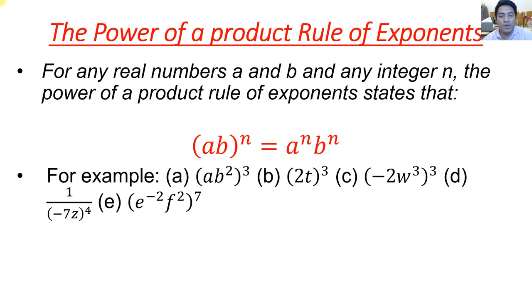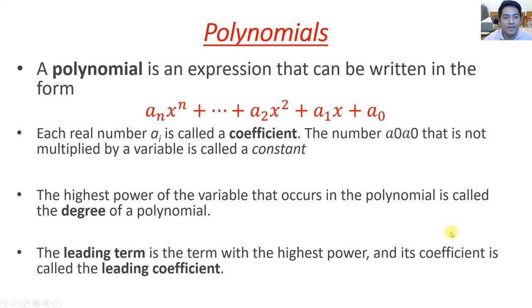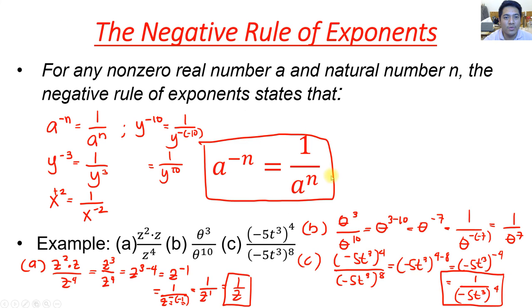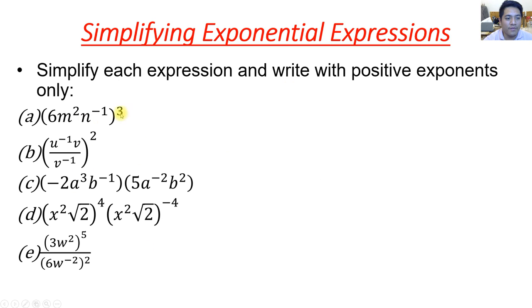So the power of a product rule of exponents. For any real numbers a and b and any integer n, the power of a product rule of exponents states that ab raised to n equals a raised to n times b raised to n. So I think this will be our last topic. I will be cutting the video and creating a video about polynomials in the next video. So I'm just going to finish the product rule and the quotient rule and solve some examples for you to work with.